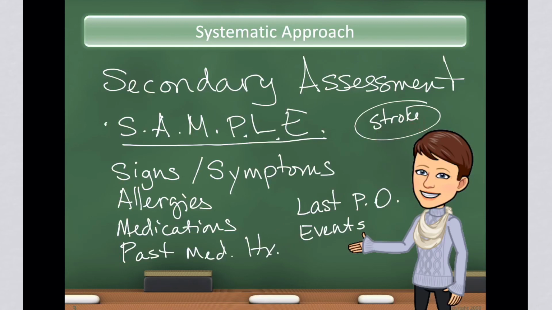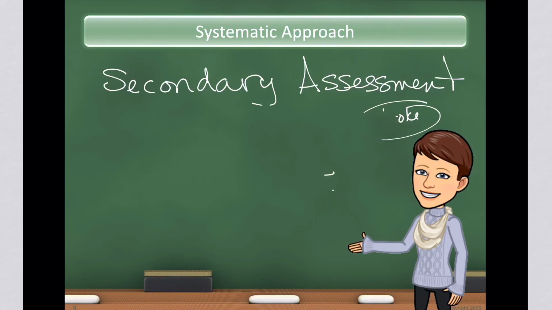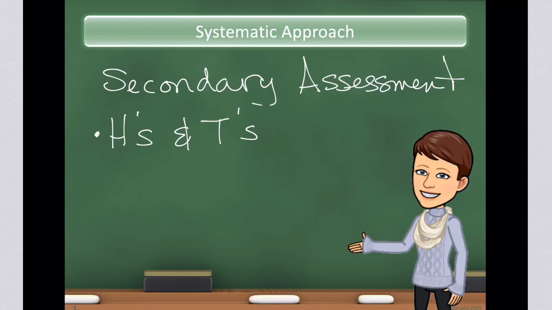Okay, let's get to the last acronym or mnemonic that came up. The H's and T's. The H's and T's are too big of a topic to cover right now in our recap of the systematic approach video, but there's another video that covers H's and T's in a little bit more depth and helps give some explanation, so please be sure to reference over to that.